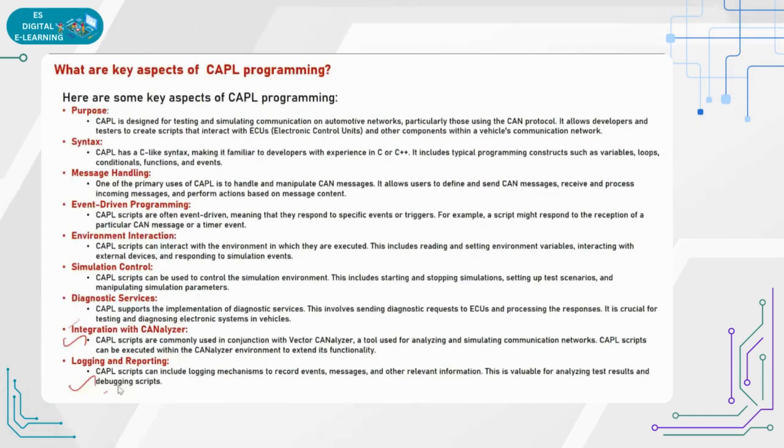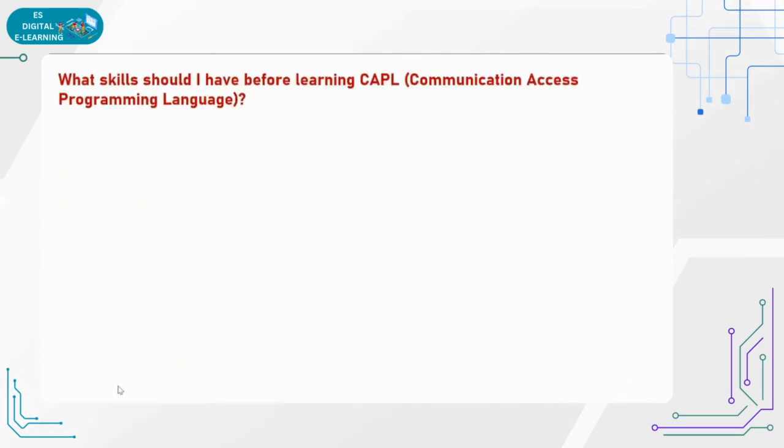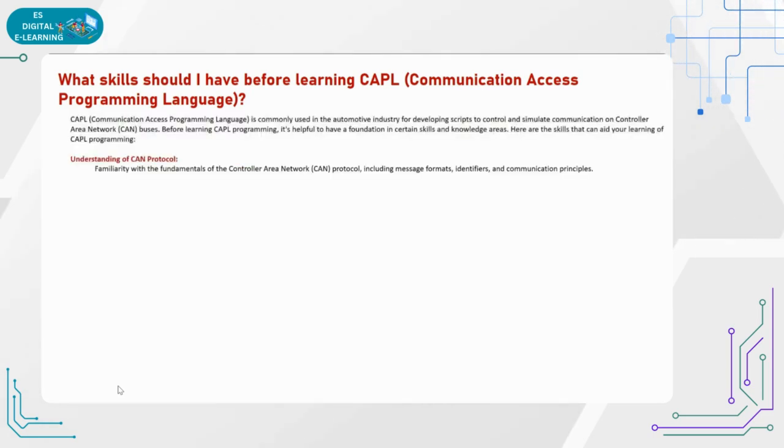So these are some points you need to go through for a high level understanding of what the purpose of CAPL programming is. Okay, so what are the skills you should learn before CAPL? As I told you, C programming, and moreover, you need to understand the CAN protocol. Because we are mostly dealing with CAN messages and signals, right? How the data we are sending, how we are able to communicate with the network. So you need to understand the CAN protocol.